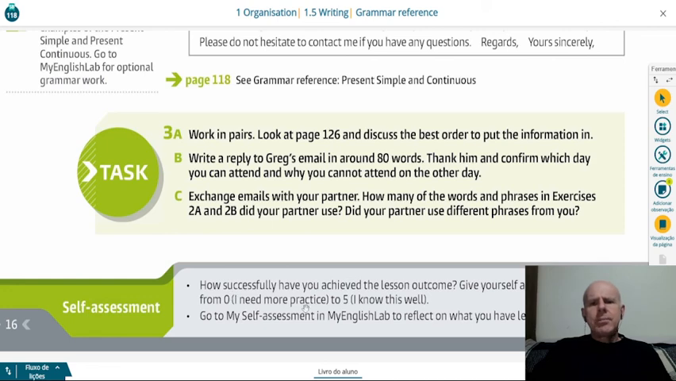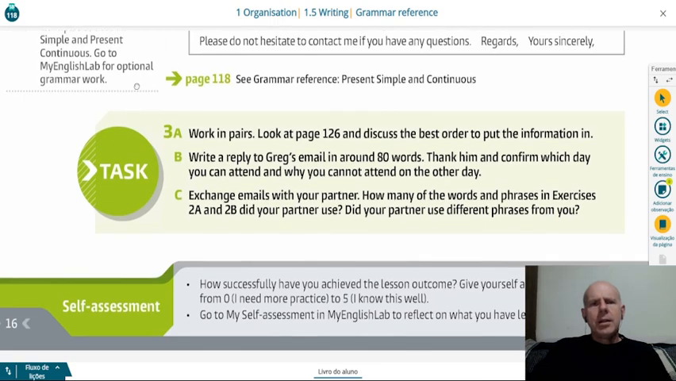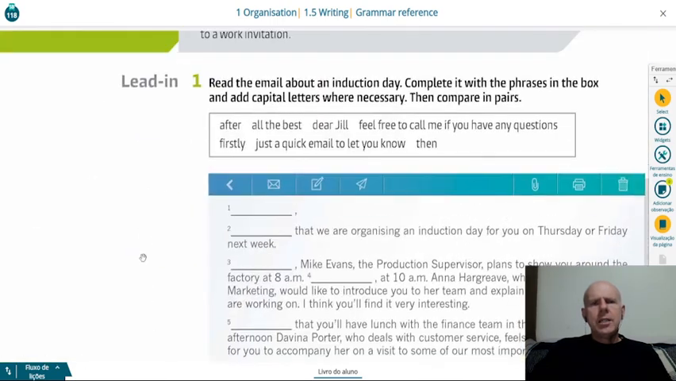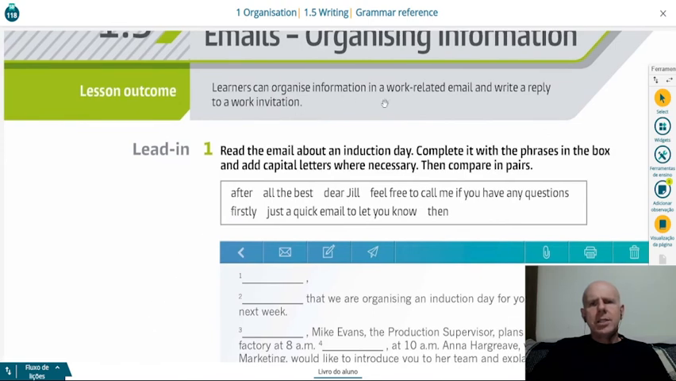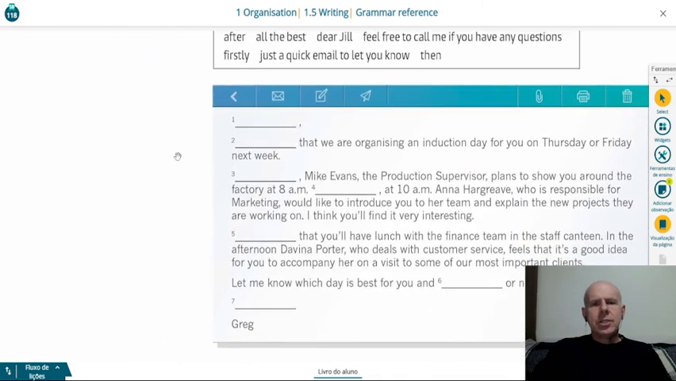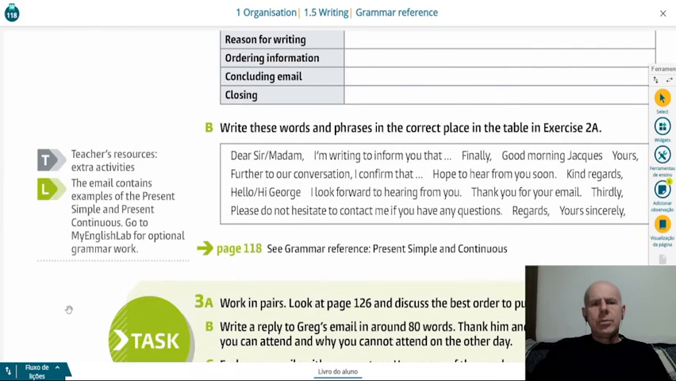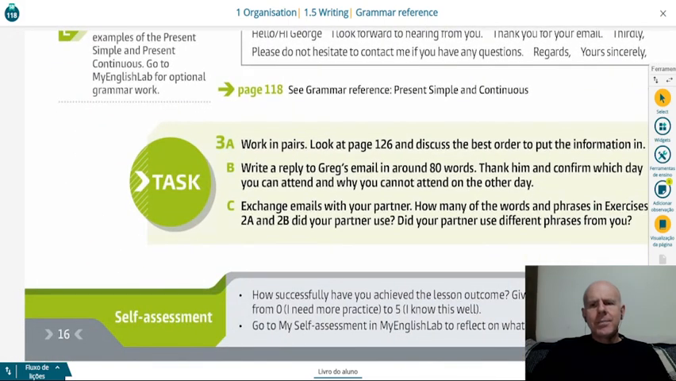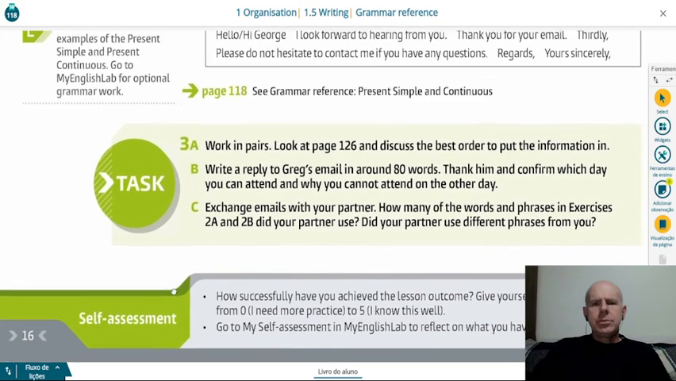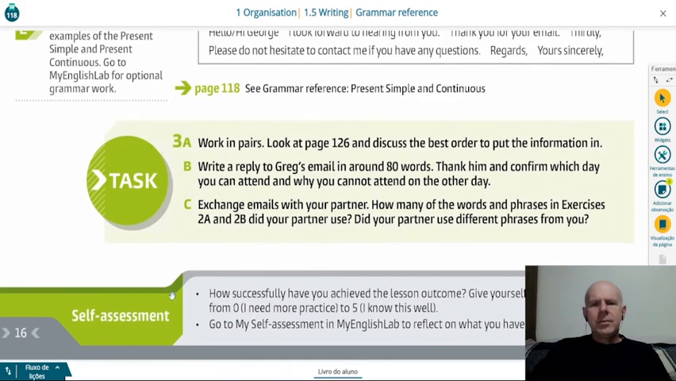How successfully have you achieved the lesson outcome? What was the lesson outcome? It was to produce an email, right? Learners can organize information in a work-related email and write a reply to a work invitation. So how successful were you at doing these tasks? Give yourself a score from 0 to 5. 0, you need more practice. Yes, if you take 0, you need a lot more practice, right? Or 5, if you know that well.